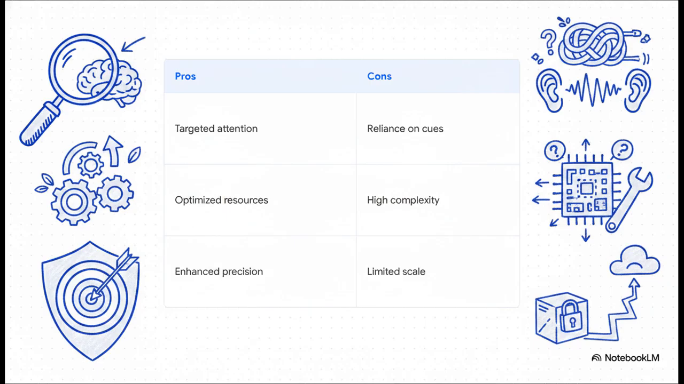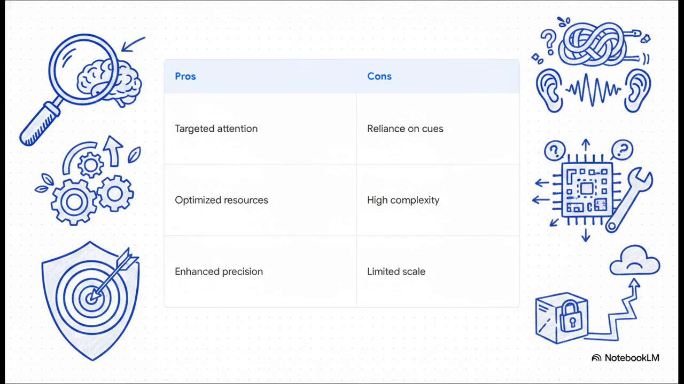Let's move to Section 4, weighing pros and cons. Now, looking objectively at this, the pros of DSP are highly significant. It gives you a targeted attention mechanism, meaning the model concentrates its processing power on the essential components. It massively optimizes resource usage because you need far less dataset training, which leads to way lower computational costs. Plus, it enhances precision by isolating the most relevant tokens.